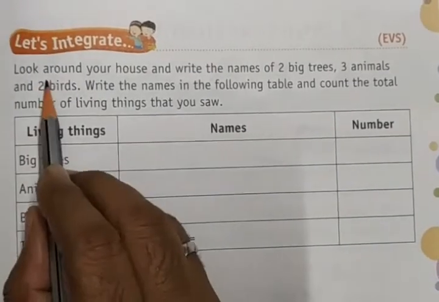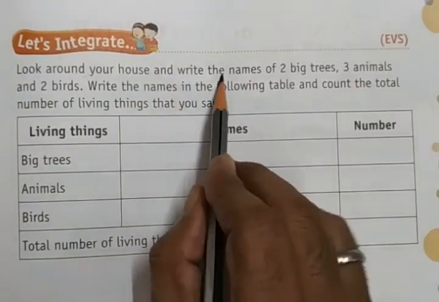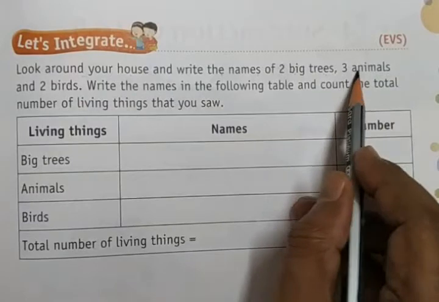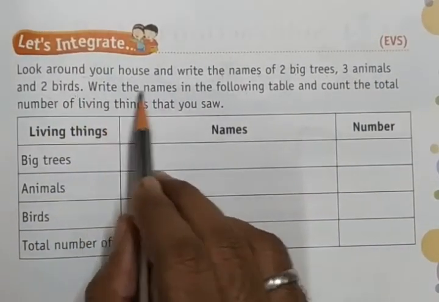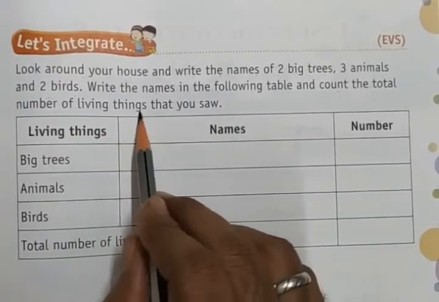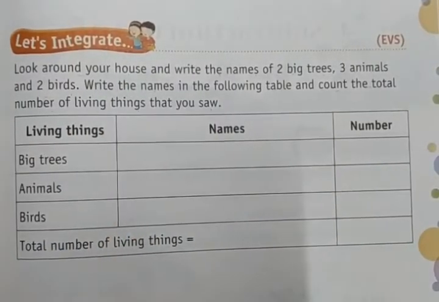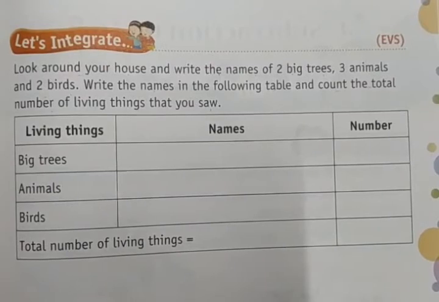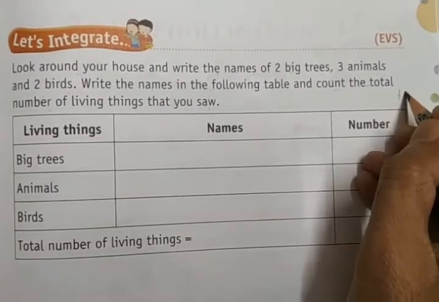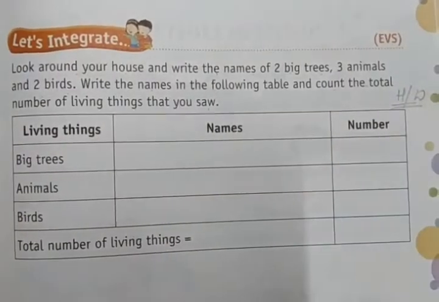Right? Look around your house and write down the names of 2 big trees, 3 animals and 2 birds. Write the names in the following table and count the total number of living things that you saw. First what we do is look around your house. You take it as homework. You have to do it on your own.